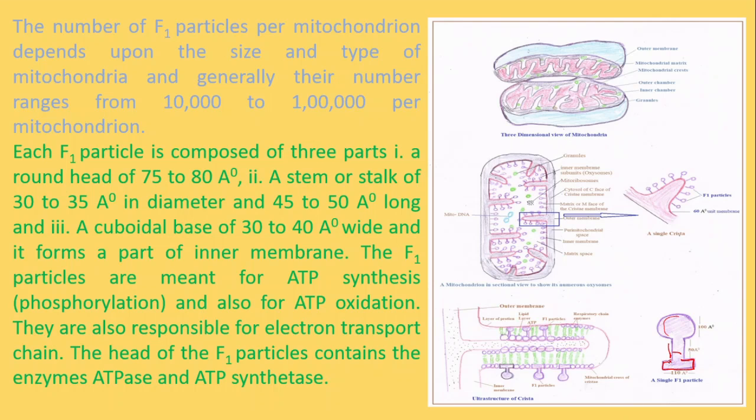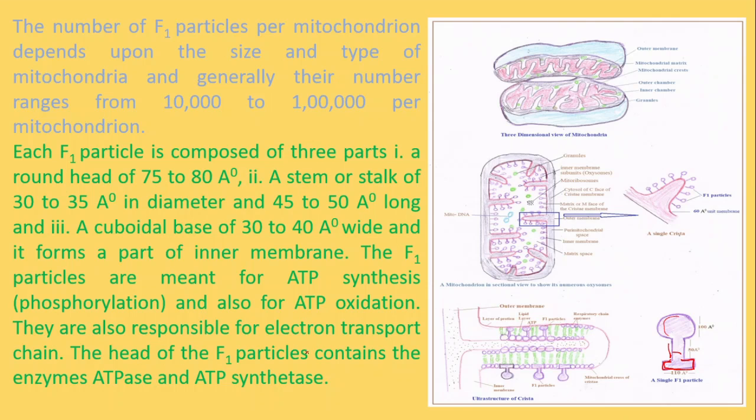Means all these cuboidal bases are embedded into the inner membrane. Now the F1 particles are meant for ATP synthesis. This is a very important function of the F1 particle, because in mitochondria these are the functional unit and they are actually involved in the process of ATP synthesis, that is phosphorylation, and also for ATP oxidation. They are also responsible for the electron transport chain.